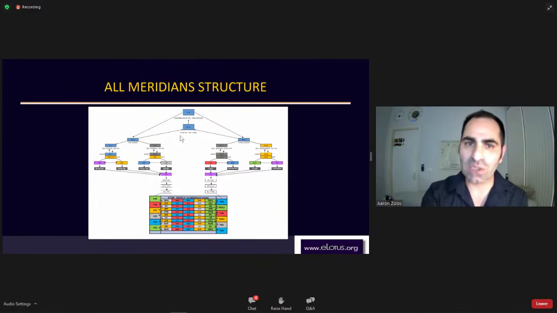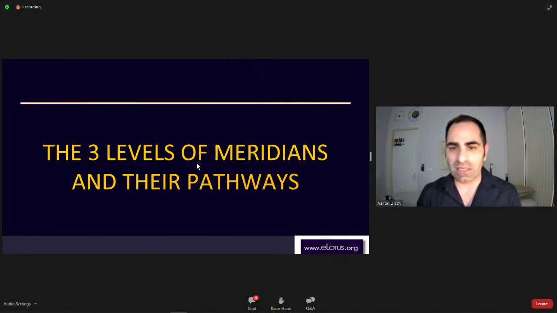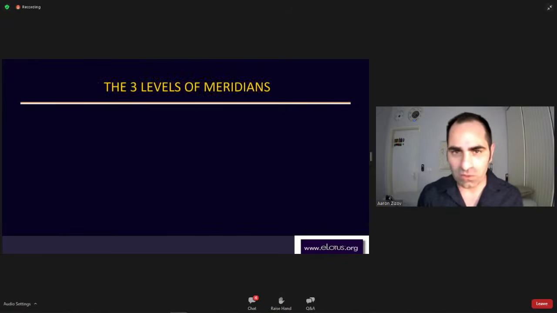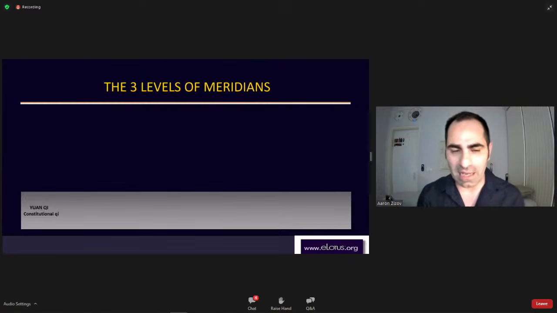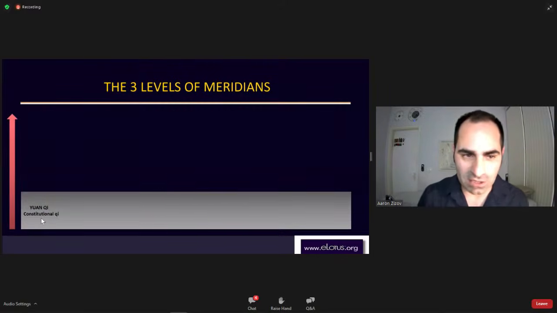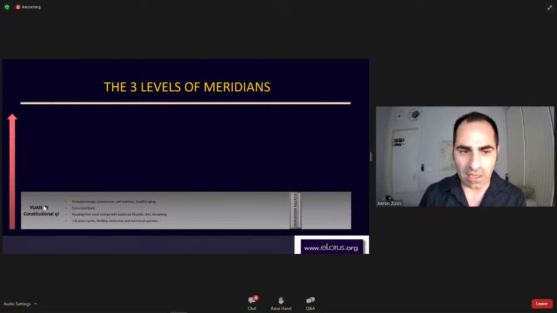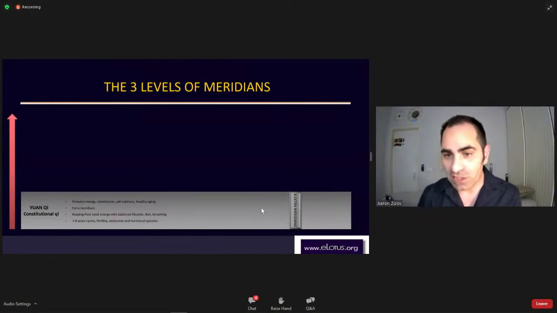So of course we need to understand the meridian structure, and according to that, the 3 levels of meridians and their pathways. As I mentioned, if I want to talk about a specific level, it all starts with the Yuan Qi, the constitutional Qi, and from this deepest level, all the Qi comes up. So here we have the 8 extra meridians.